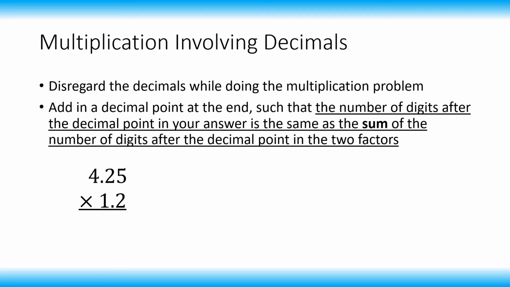So we'll begin with multiplication involving decimals. The way this works is basically you can go through the problem without really worrying about the decimal points itself while you're actually going through the math of it, and then just throw in the decimal point at the end. If you read the second point that I've written there, it says add in a decimal point at the end such that the number of digits after the decimal point in your answer is the same as the sum of the number of digits after the decimal point in the two factors. So there's a lot to unpack there, so let's do that.